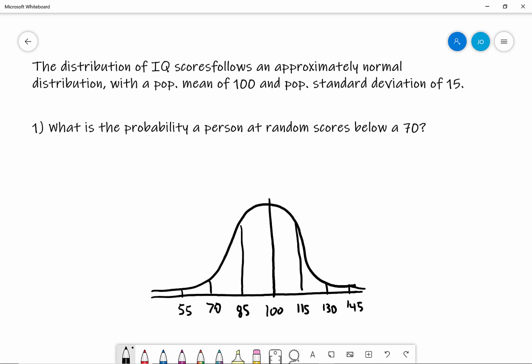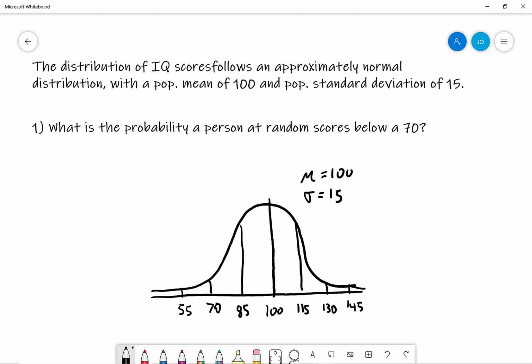I'm going to show you a couple example problems of how to use the empirical rule to find probabilities and percentages. So here we're going to look at the example of IQ tests. Remember, it follows an approximately normal distribution. Even though it's discrete, we're going to use an approximately normal distribution to estimate the probabilities and percentages. It has a population mean of 100 and a standard deviation of 15. I always like to write down the mean and standard deviation when doing things like this.